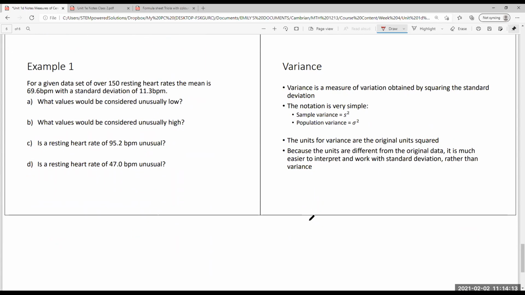So example 1, for a given data set of over 150 resting heart rates, the mean is 69.6 beats per minute, with a standard deviation of 11.3 beats per minute. What values would be considered unusually low? So I'll give you a minute to think about that. So what values would be considered unusually low?